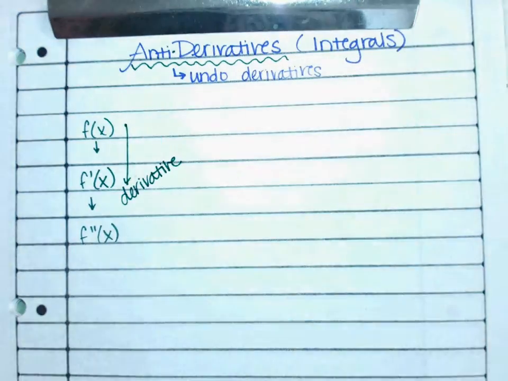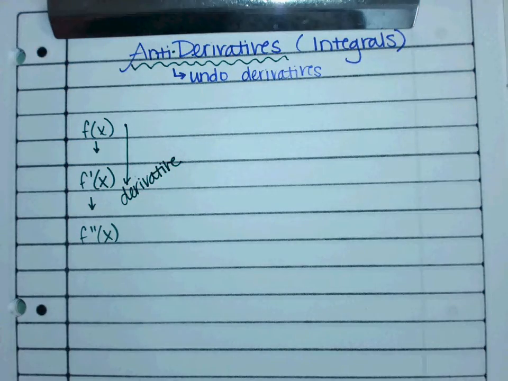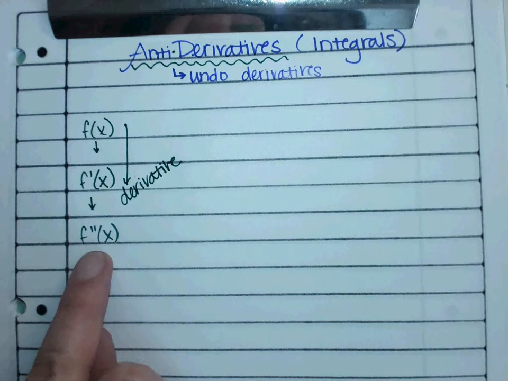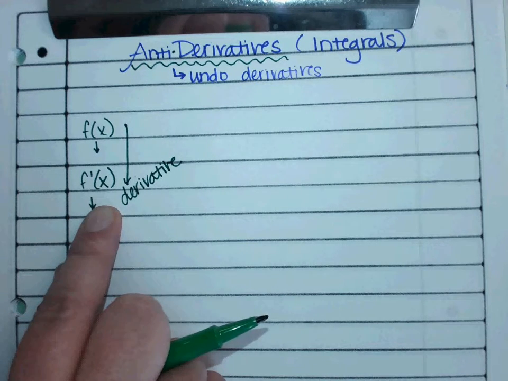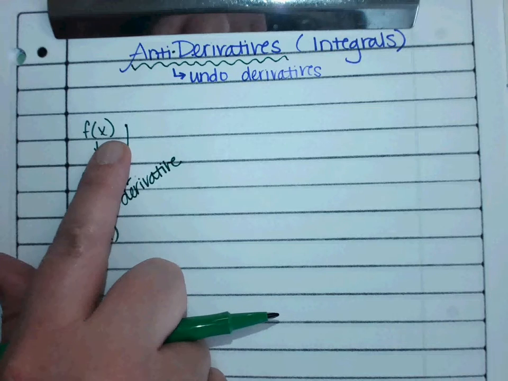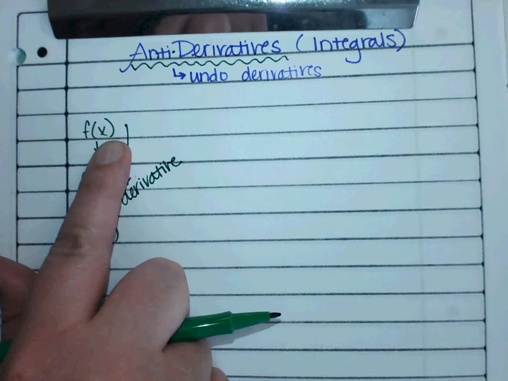But an antiderivative, you would be going up that list. So let's say you had f double prime. What would the antiderivative be if I cancel out one of them? F prime. Then what would the antiderivative of f prime be? Regular f. Now, you can go one level higher than regular f, and it would be capital F.